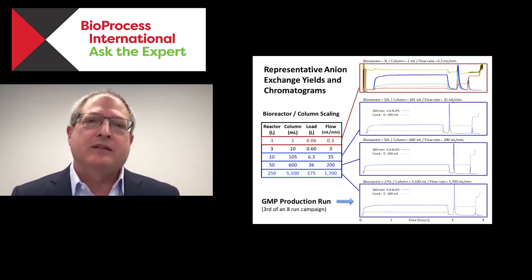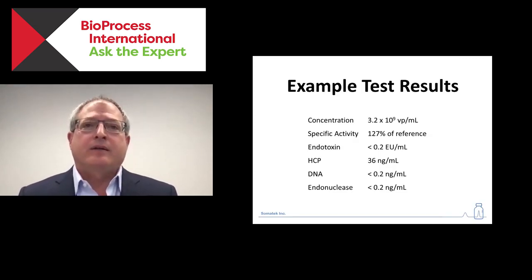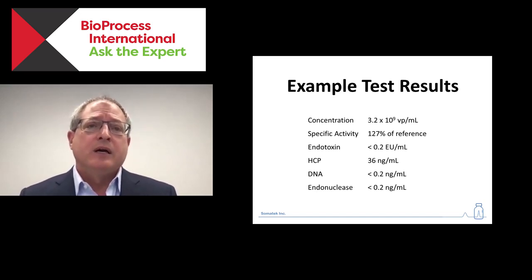If you do your scale down right, your scale up goes smoothly. Quick look at intermediate test results. They were all quite good. At this point, we're at a little over 3E9 virus particles per mil.